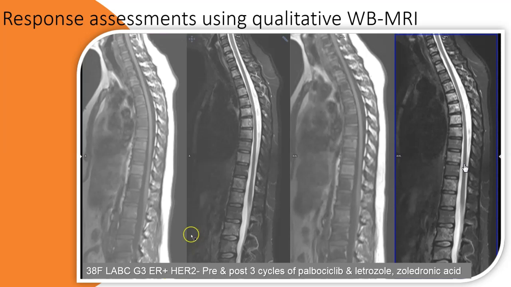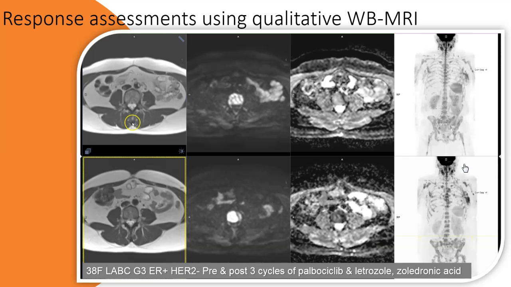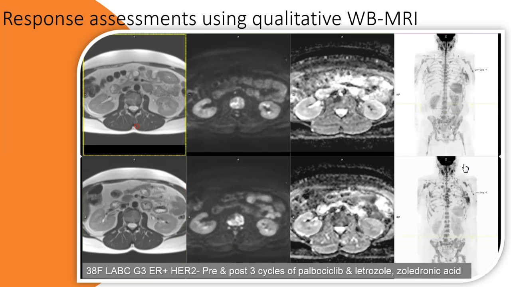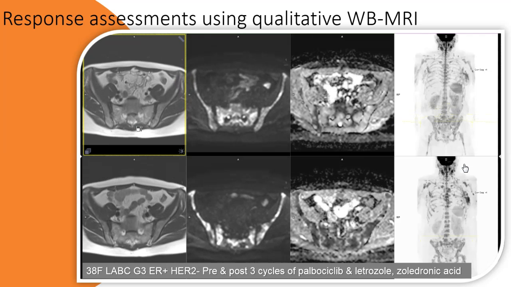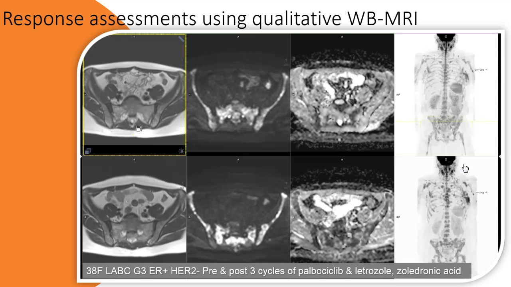761. Now let's see what happens to this patient when the patient is treated. So the left two columns are before treatment, the right two columns are post 2 cycles of palbociclib, letrozole, and zoledronic acid. You can see on the T1 there is hardly any change. On the T2 it's also difficult to say what is going on.